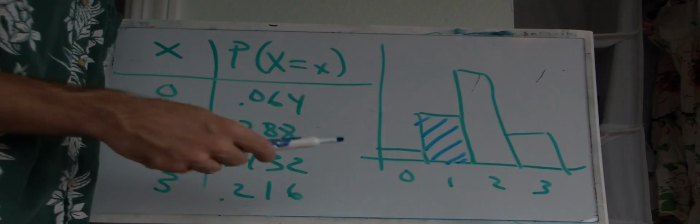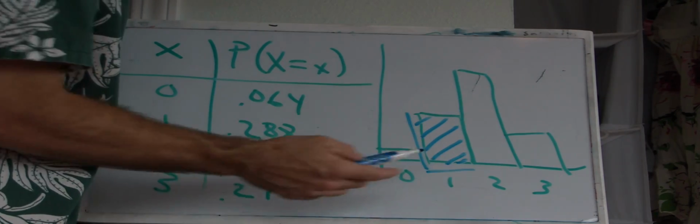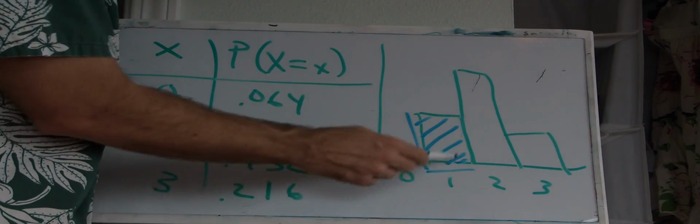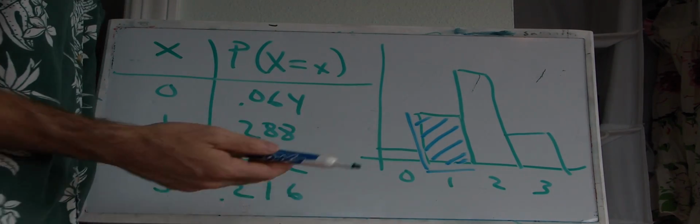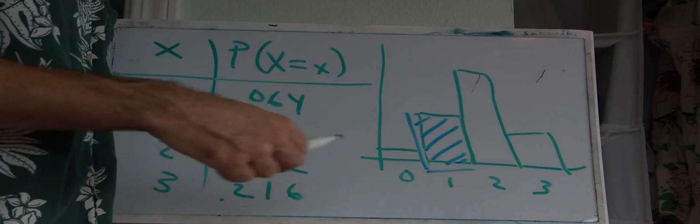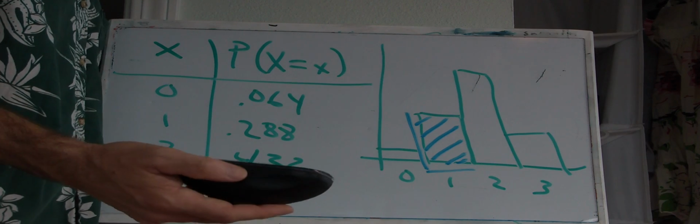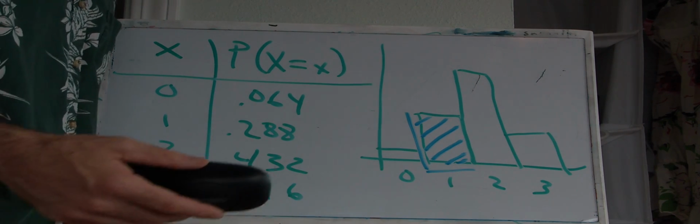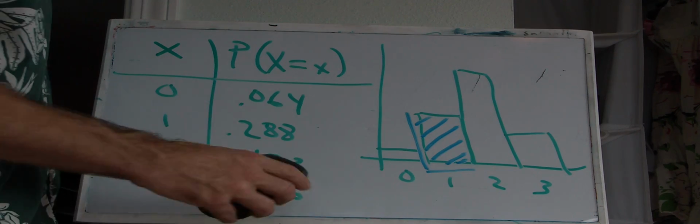Now we can use the area of this rectangle, which is a length of 1 and a height of 0.288, to represent the probability of that outcome 1. It doesn't really make a lot of sense. It seems like just a lot of extra work until we move on to continuous distributions, where that's the only sensible way to actually represent such a random variable.